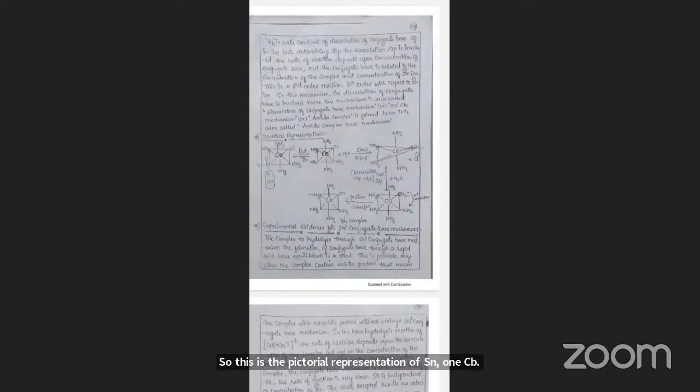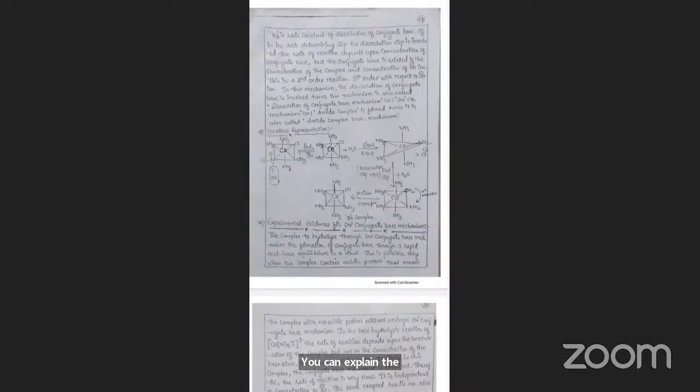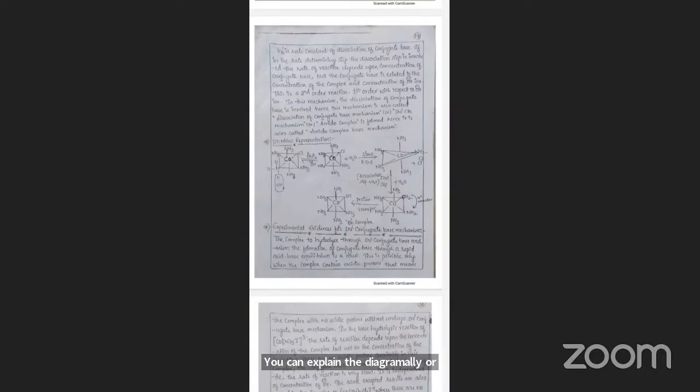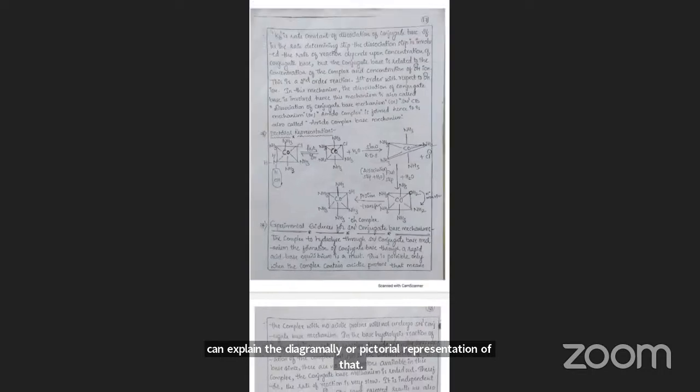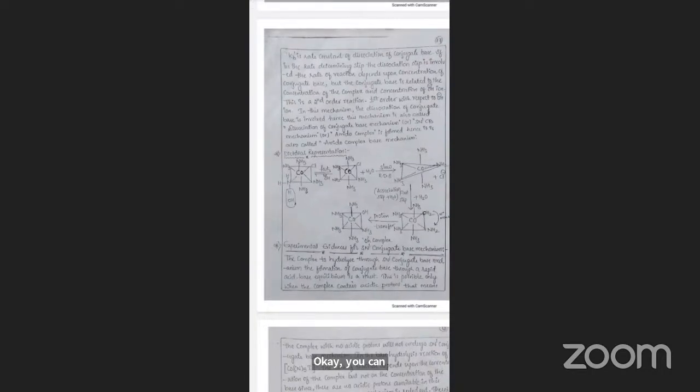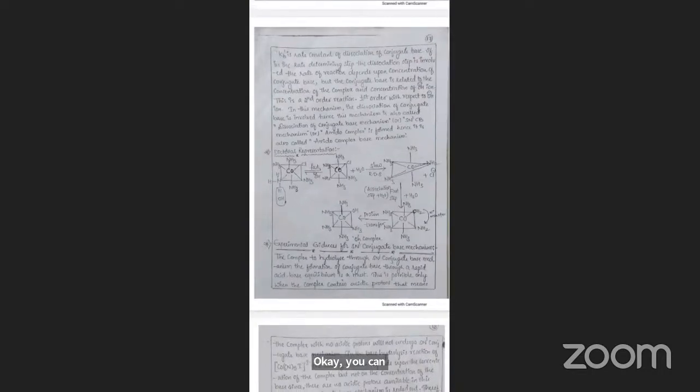So this is the pictorial representation of the SN1CB pathway. Pictorial representation means diagrammatically. You can explain it diagrammatically. Okay, you can observe here, the SN1CB pathway undergoes the reaction in this manner.